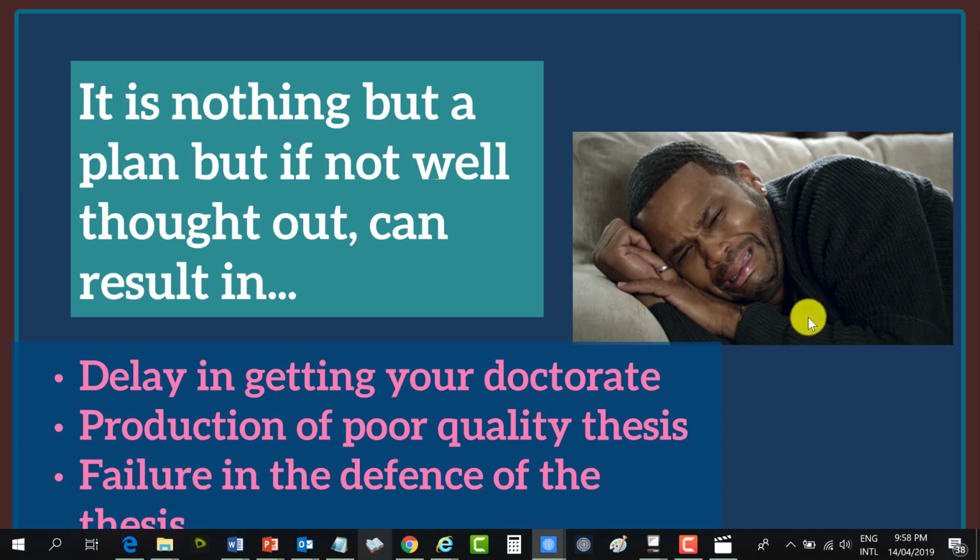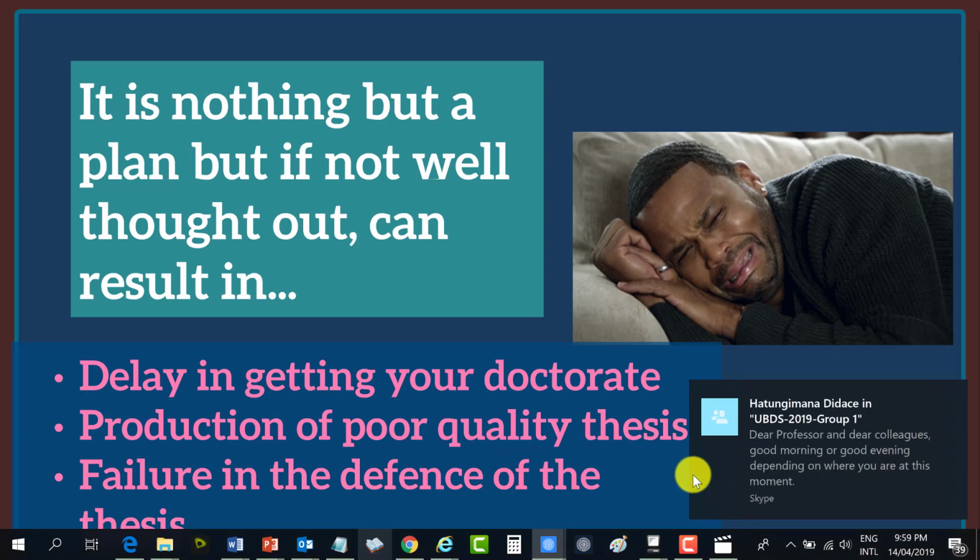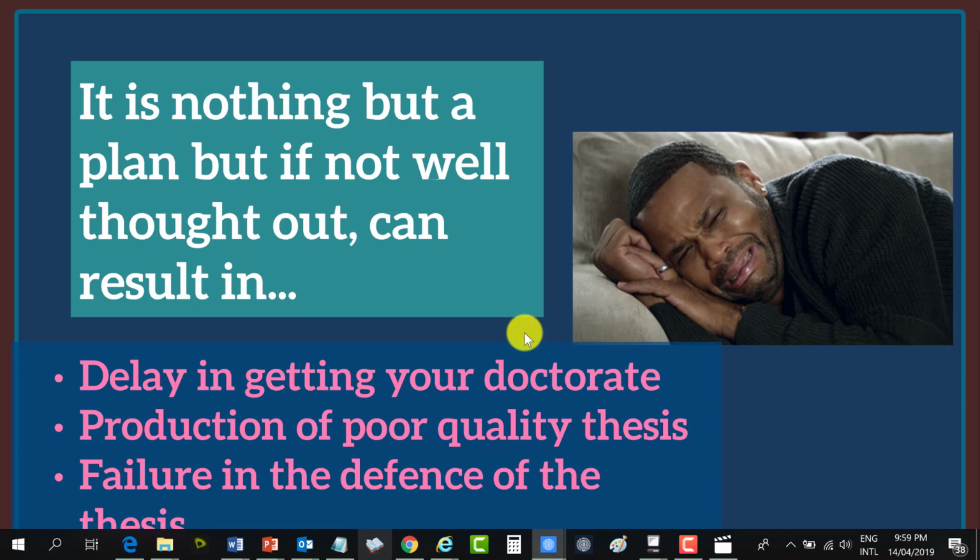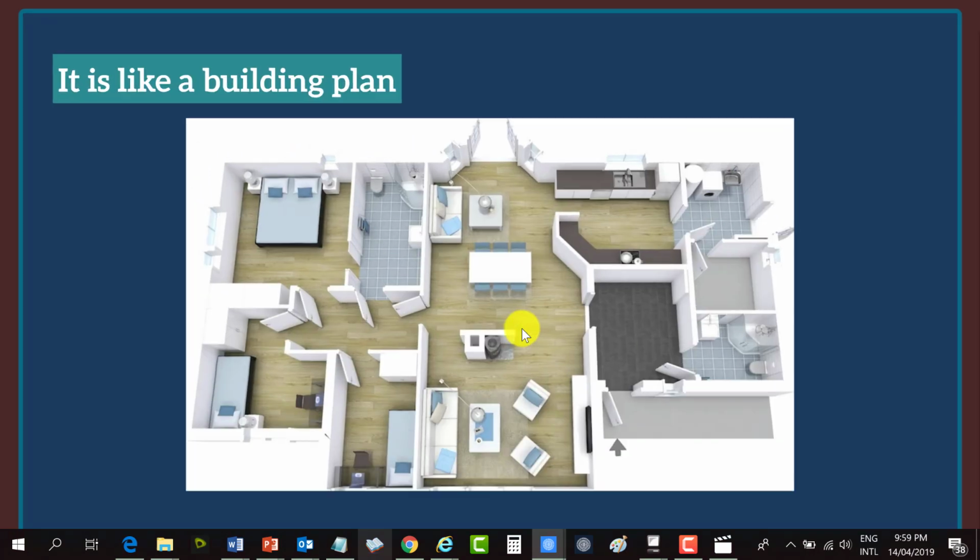And you can see this man is crying. He didn't develop a good proposal and he has failed the defense of his thesis. Well, I am sure that all the University of Burundi people will have wonderful theses. University of Burundi Doctoral School, Cohort 2, you are going to have very wonderful theses because this course is going to guide you in how you can use ICT from the title of a thesis to when you defend it.